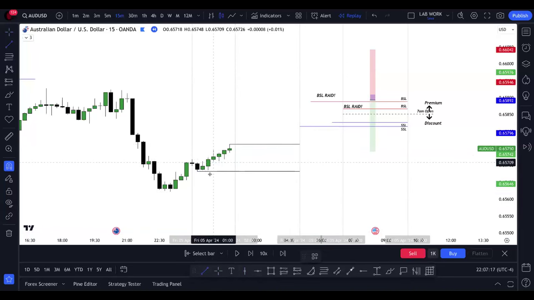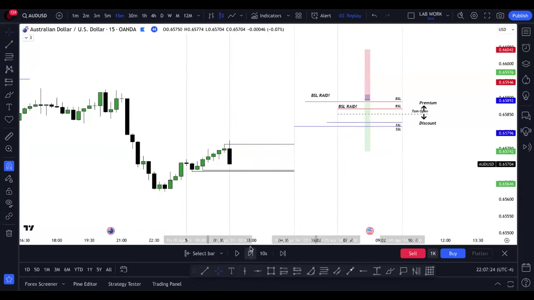I need you guys to pay attention. I'm not changing colors. So that's buy side. That's sell side. Let's play it forward. What happens here? Buy side is taken. Buy side is taken. Where are we?